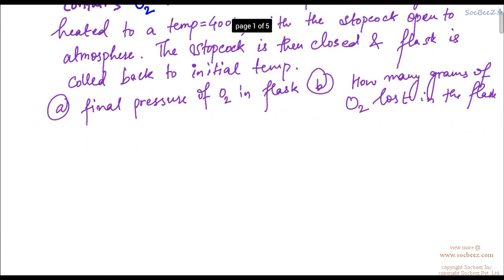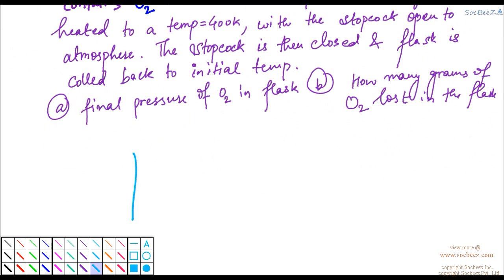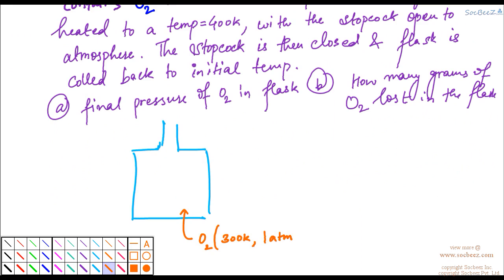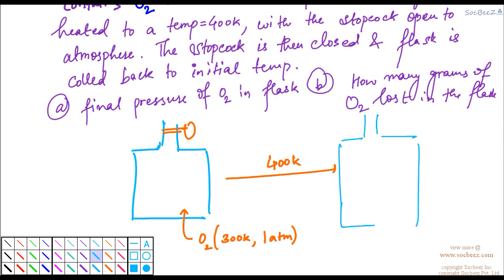So first of all, let's try to understand what is happening in this question. Let's say this is a flask that we have. It has O2 in it at 300 Kelvin and 1 atm pressure. This was the initial scenario, right? And there is, let's suppose, a stopcock over here. Then it was heated to 400 Kelvin, and this process took place when the stopcock was loose, as in the gas was allowed to move out of the container. That means the pressure was maintained at 1 atm, right?